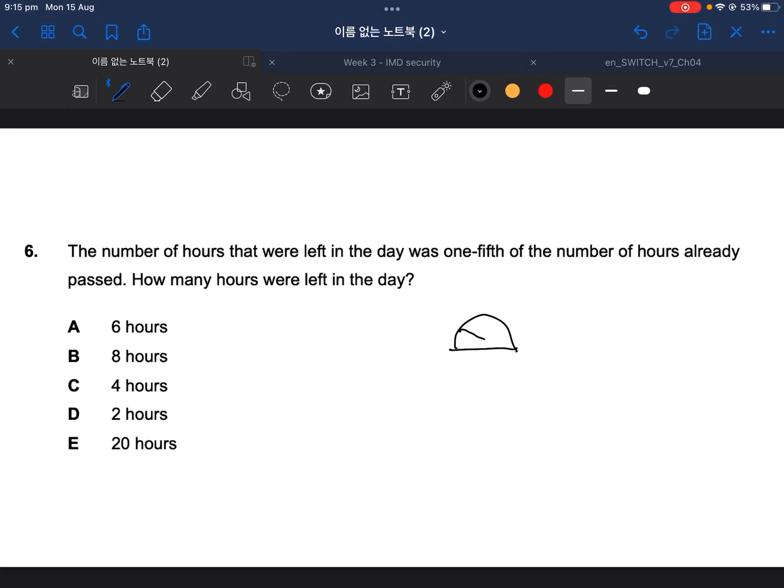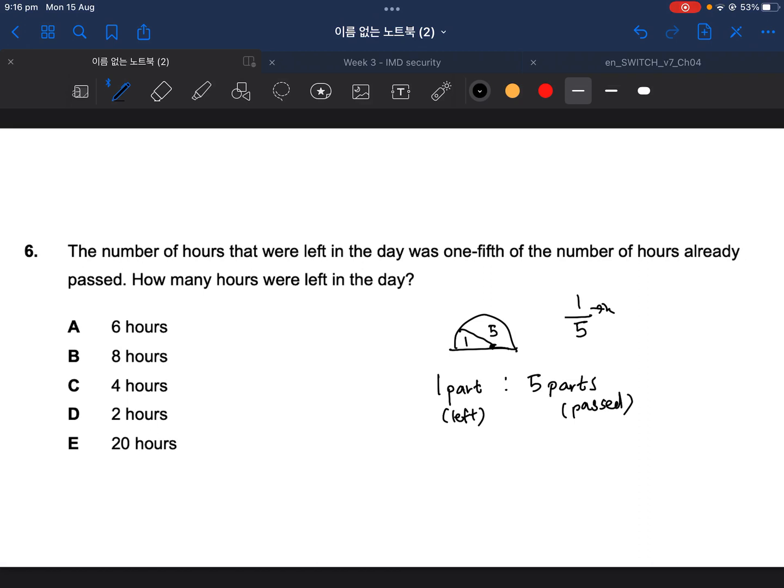So if we draw that, let's say we've got 1 part to 5 parts. The number of hours that were left is 1/5 of the hours already passed, which is 5. So we can check that this ratio is right. By ratio, I mean some sort of proportion between 2 values. So 1 part to 5 parts is what we're looking at. 1 part is how much is left, and the 5 parts is how much has passed. That's our ratio right there.